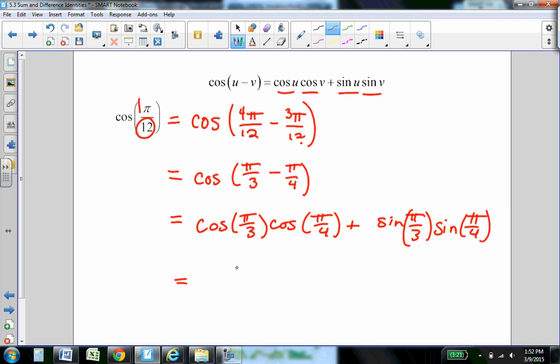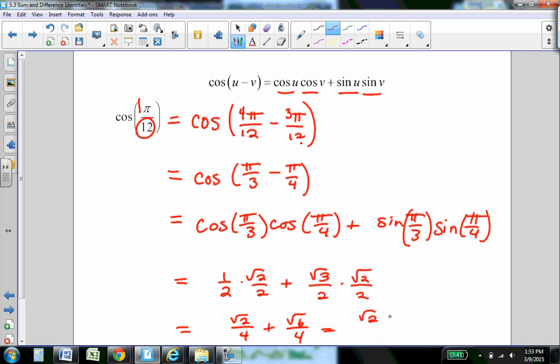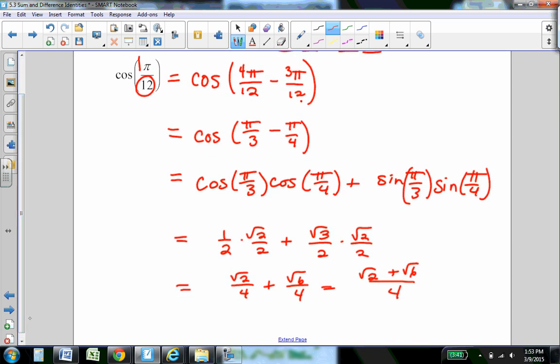And this one, cosine of pi over 3 is a half, cosine of pi over 4 is root 2 over 2. Sine pi over 4 is root 2 over 2. So it's root 2 over 4 plus root 6 over 4. And same answer again. Root 2 plus square root 6 over 4. And those are all the examples that you have on the front side of your notes. And now you can watch the video for using sum and difference formulas in proof.